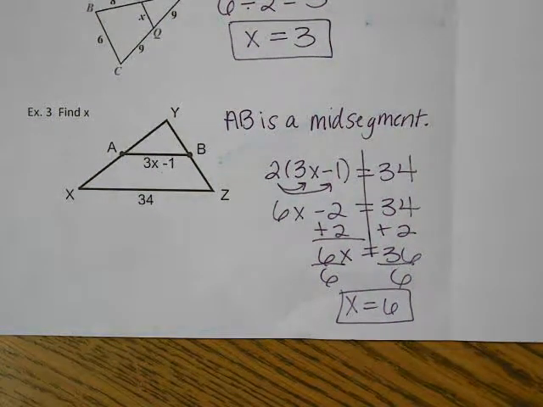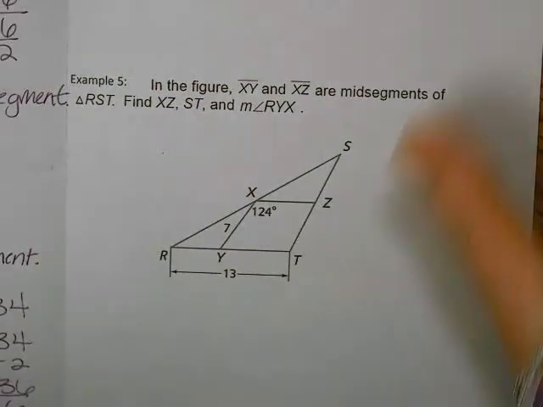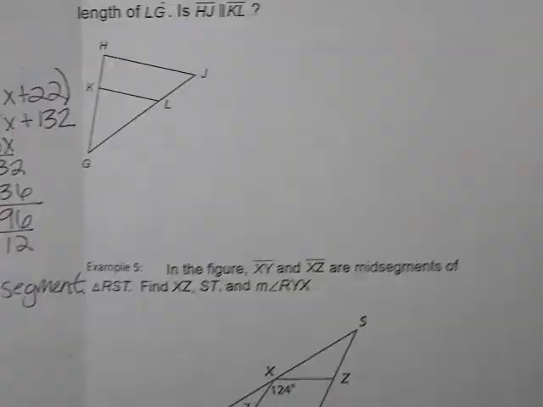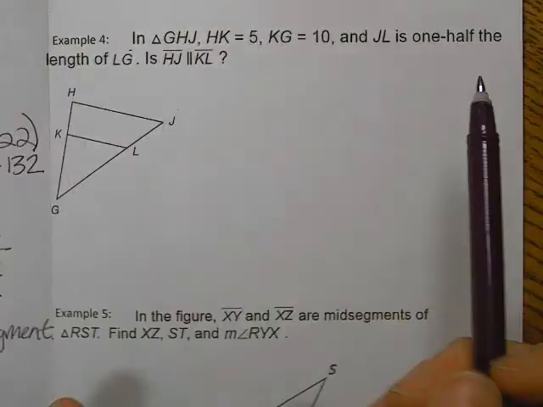If you did not get the correct answer, please pause the video and check your work and see where you might have made a mistake. Okay, so let's look at the next problem. The next problem says, in triangle GHK, let me get up there. There you go, example 4.